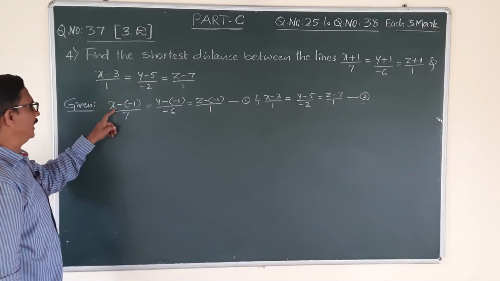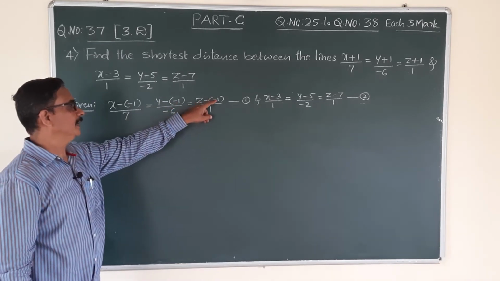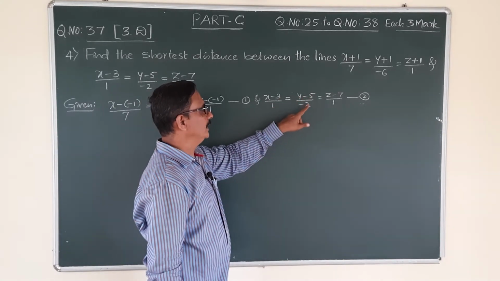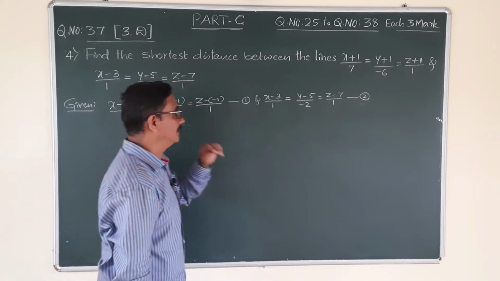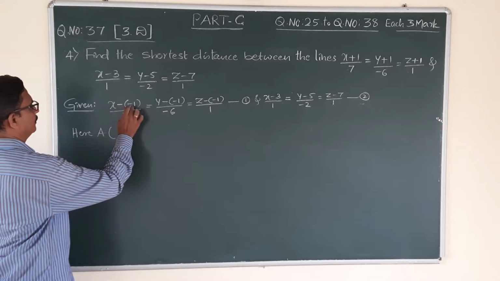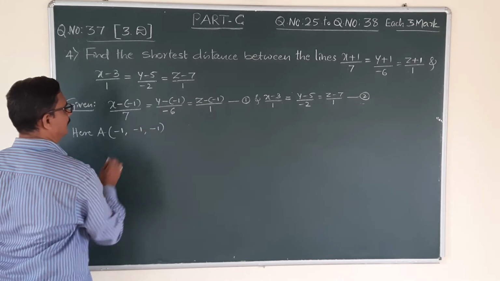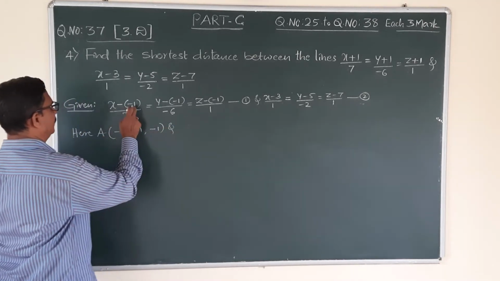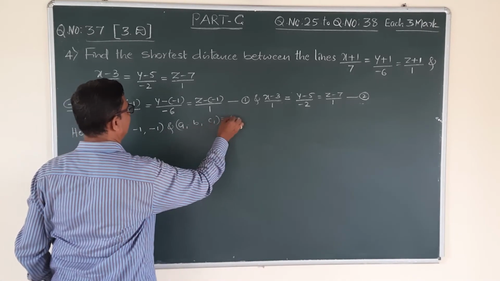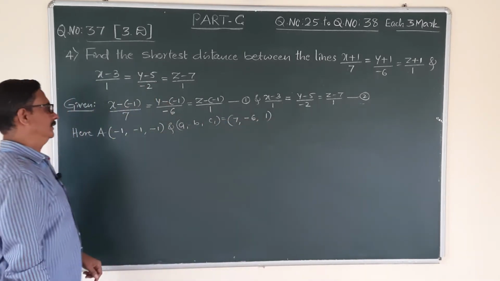Clearly it is in the form x minus x1 by a1, y minus y1 by b1, z minus z1 by c1. Here x minus x2 by a2, y minus y2 by b2, z minus z2 by c2. Now here a is the point, it passes through the point with x1 value minus 1, y1 value minus 1, z1 value minus 1. Now here a1, b1, c1 values are given: a1 value 7, b1 is minus 6, c1 is 1.